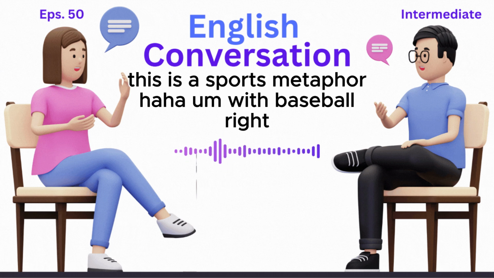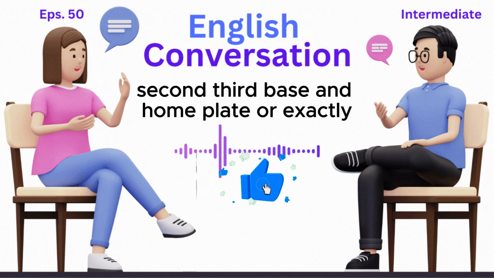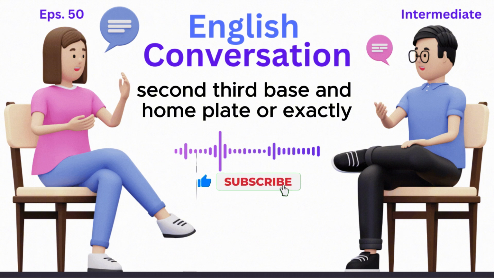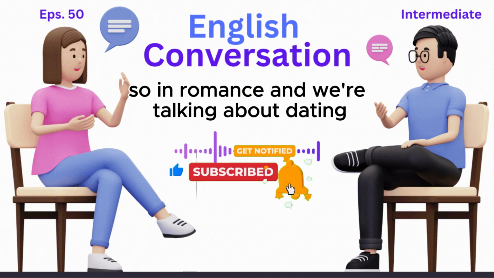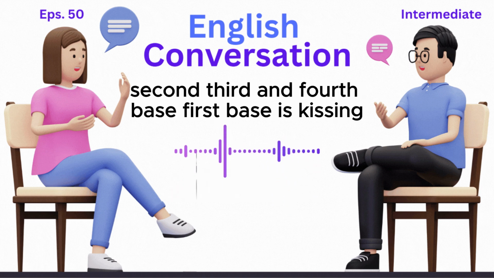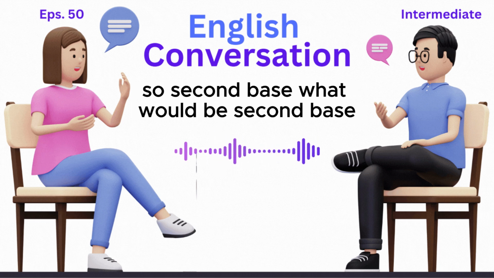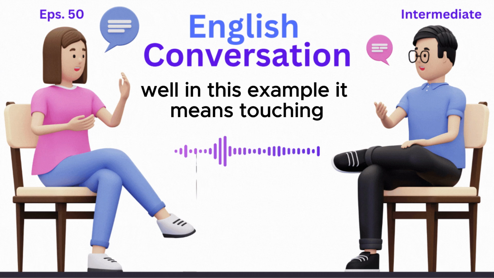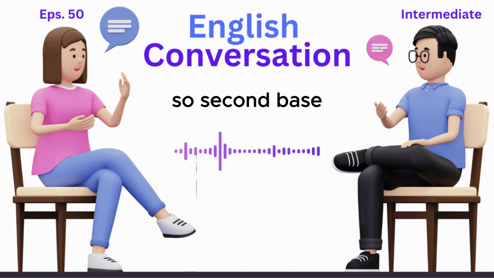Okay, this is a sports metaphor. With baseball, right? Because baseball has 4 bases: first, second, third base, and home plate or home base. So in romance, when we're talking about dating, we have a way to say first, second, third, and fourth base. First base is kissing. That's kissing, right? So second base, what would be second base? Well, in this example, it means touching. Touching certain parts of the body, right? Romantic touching. All right, so second base.